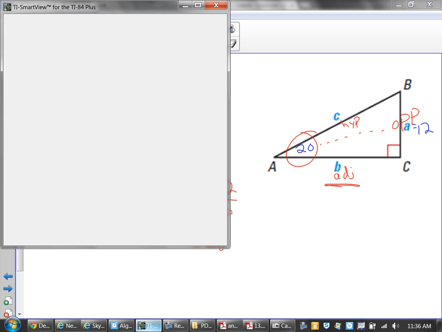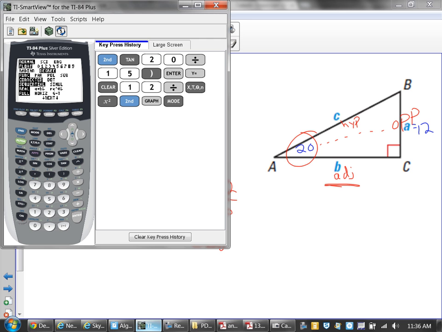Just a reminder, make sure your calculators are in degree mode. How do you do that? Press the button that says mode, and make sure it's highlighted with degrees. Most of these things default to radians. Hit mode, and you want to make sure it's highlighted under degree. What's the difference?